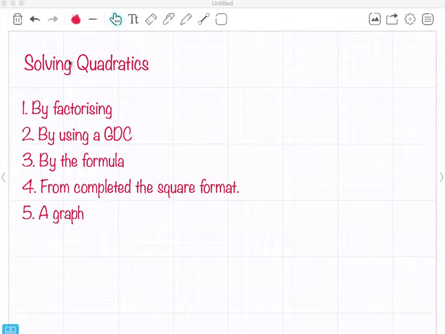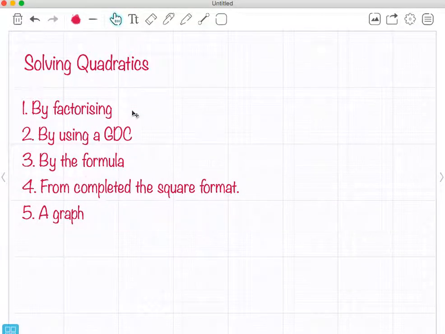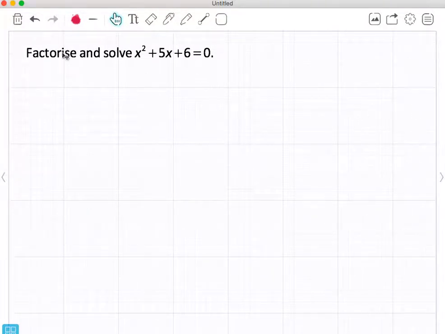This is the first of 5 videos on solving quadratics. First of all, we need to know how to factorise, so I'm going to just do that one in this one, factorise and solving. So I've got a quadratic like this and I want to solve it, but it specifically says solve it by factorising. So first of all, I'm going to factorise.